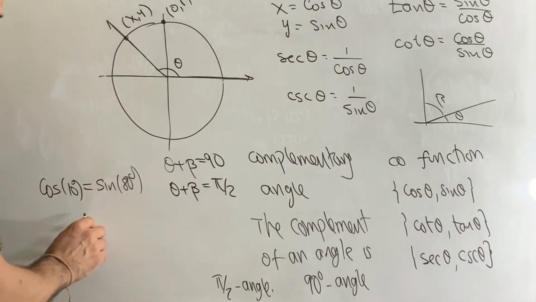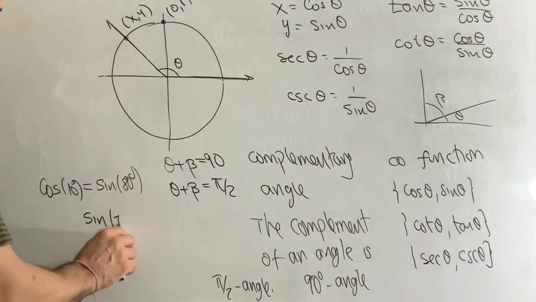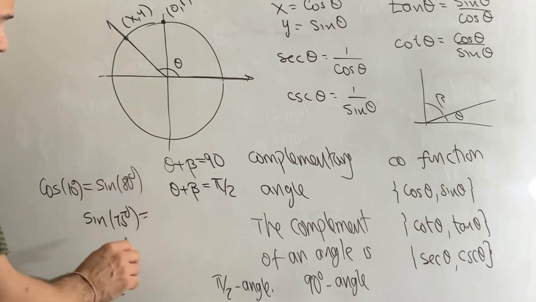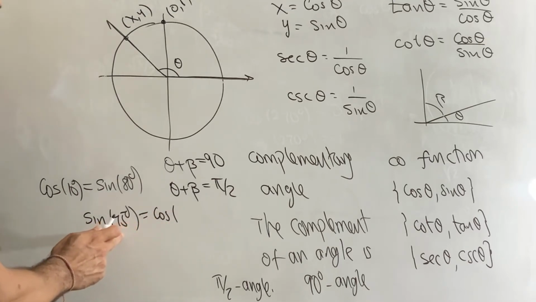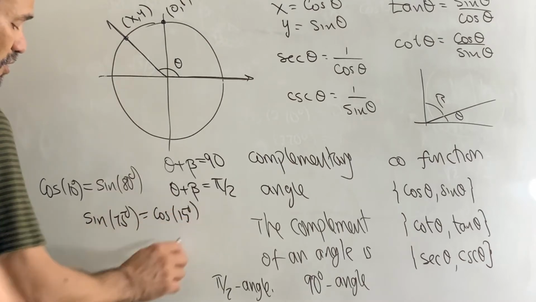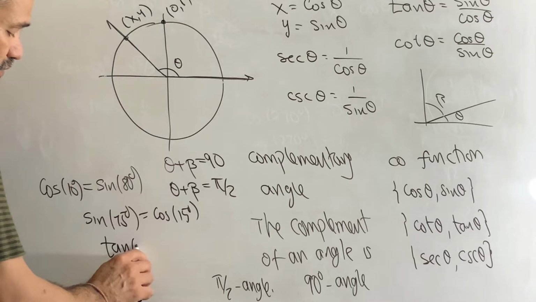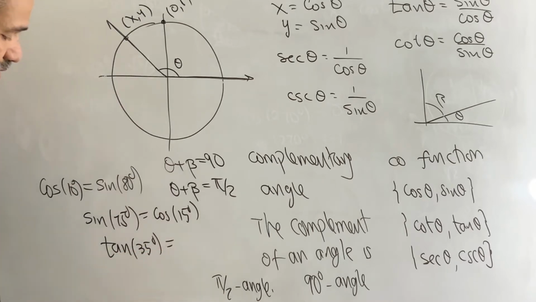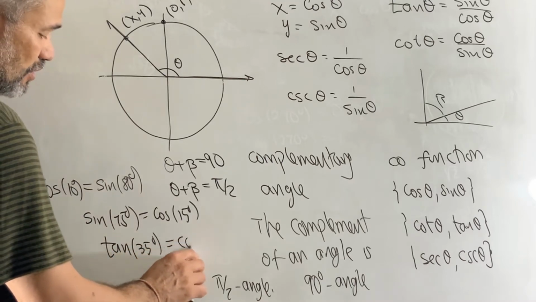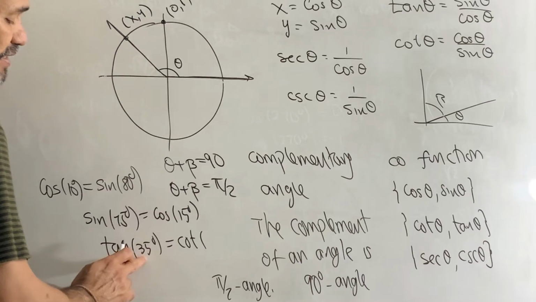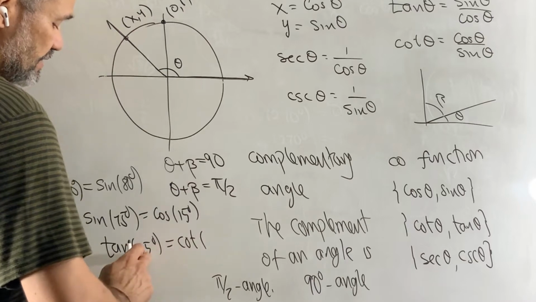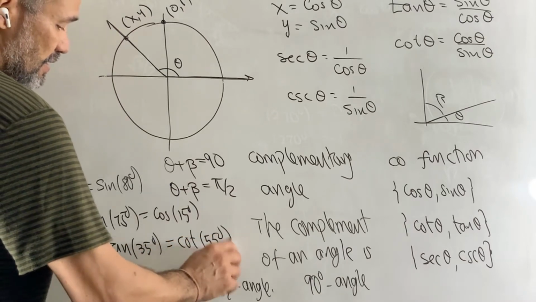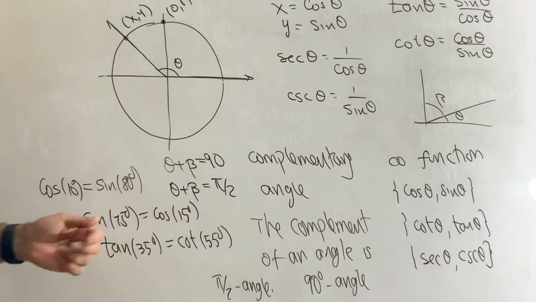Let's do more examples. Sine of 75 degrees is the same as cosine of, what is the complement of 75? It would be 15 degrees. Or tangent of 35 degrees is the same as, what is the cofunction of tangent? The cofunction of tangent is cotangent of, what is the complement of 35 degrees? The complement of 35 degrees is 55 degrees. We can check with the calculator that these things are the same.